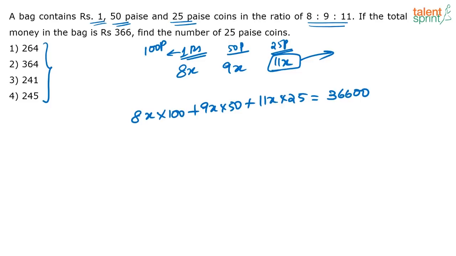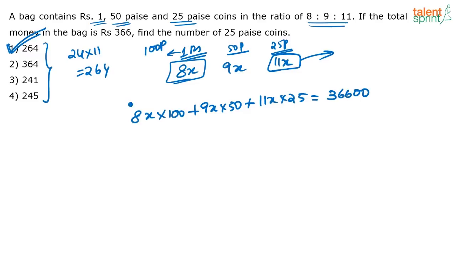264 is the only multiple of 11. See, 24 into 11 is 264 from these options. So that has to be your answer. So in one step you can get the answer here, because 264 is the only number among the options which is divisible by 11. See, if they are asking you how many 1 rupee coins there are, just look for which of the given numbers is divisible by 8. If there is only one option which is divisible by 8, take that as your answer.